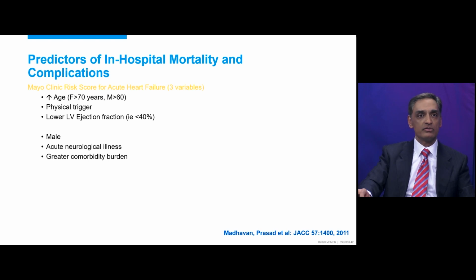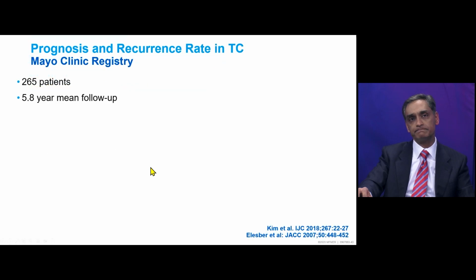So what are the high-risk features that predict poor in-hospital mortality and complications? Older age, male gender, the presence of a physical trigger, and a lower initial ejection fraction, anything below 40%, certainly below 35%. This is your high-risk cohort. Men and physical triggers and neurological triggers and just a generally sick population are the other sort of softer risk factors, I would say, for worse outcomes.